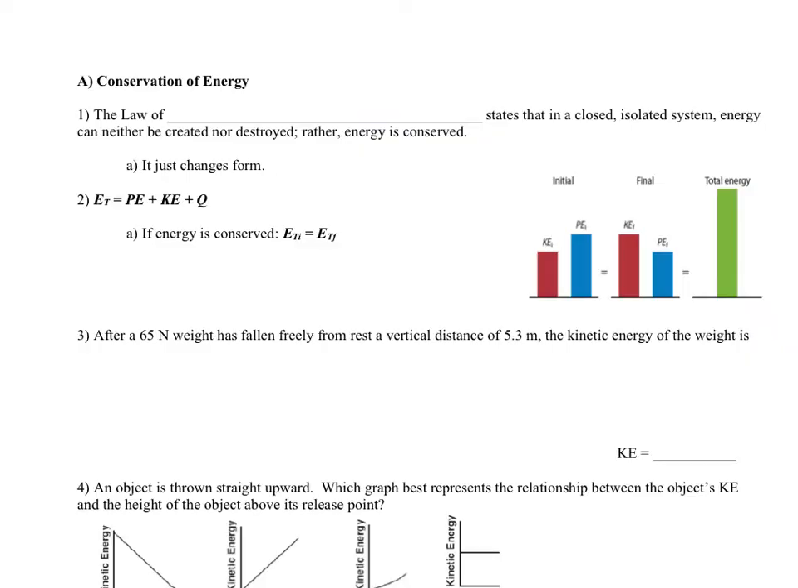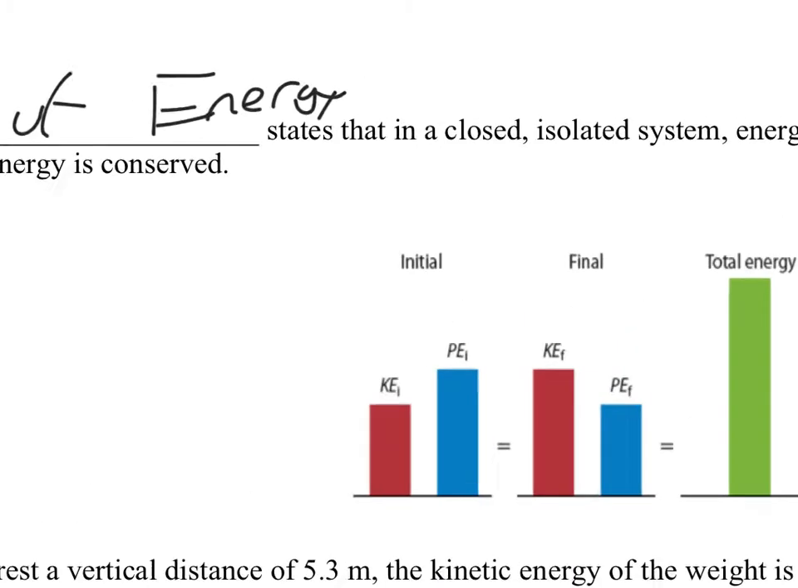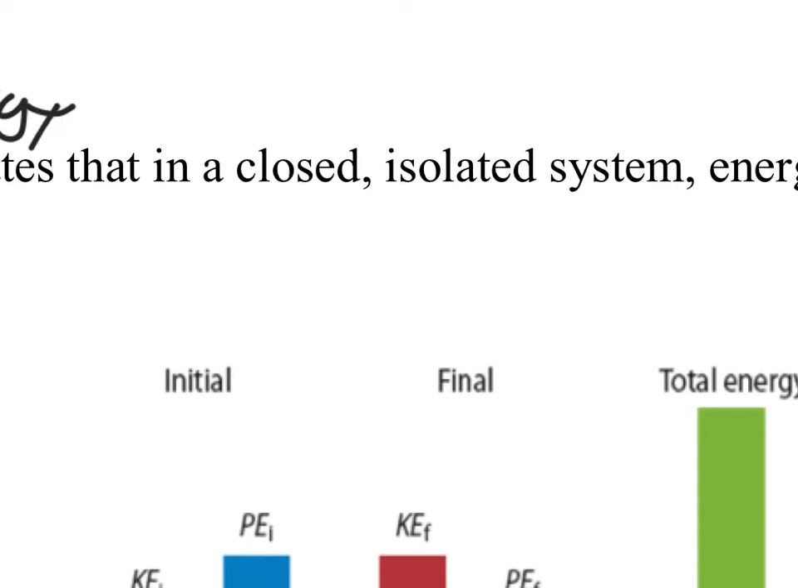So on the second page, we start with the law of conservation of energy, which states that in a closed, isolated system, energy can neither be created nor destroyed. Rather, energy is conserved. Just a reminder that a closed, isolated system is a system in which there is no net external force.